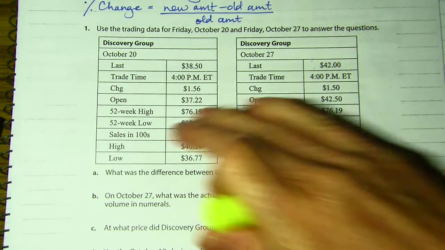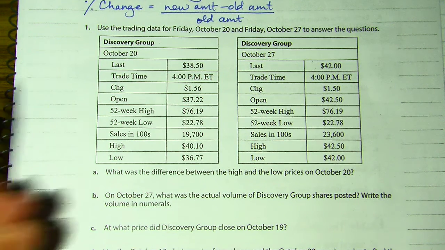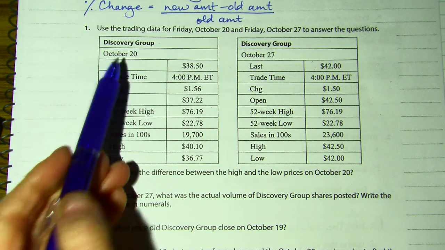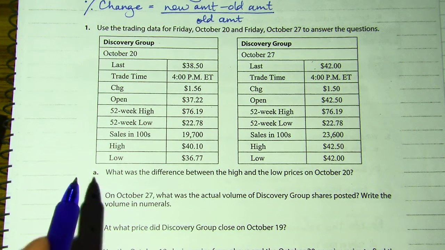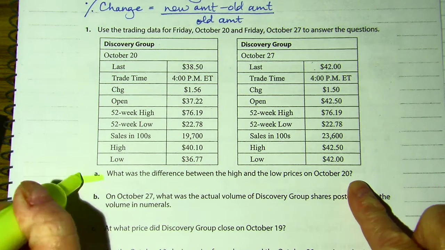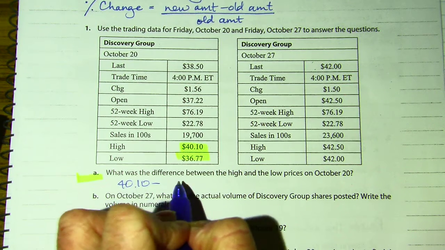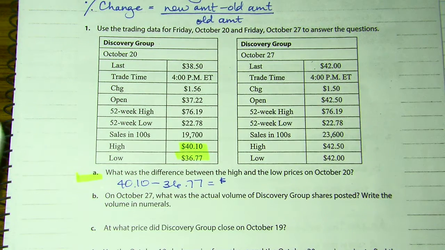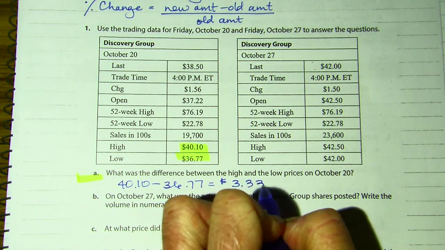So part A. This is the same share, meaning same company, Discovery Group, and this is the data a week apart, right? That's 7 days apart. And it's going to ask us questions. Part A, what was the difference between the high and low prices on October 20th? They're simply wanting the difference here. So 40.10 minus 36.77, and that will give you the difference. If you calculate that, I got a difference of $3.33.